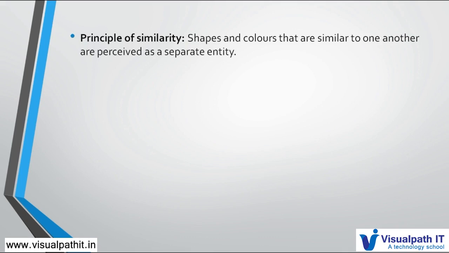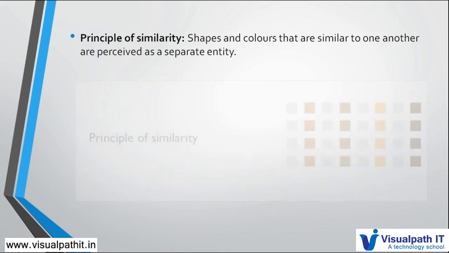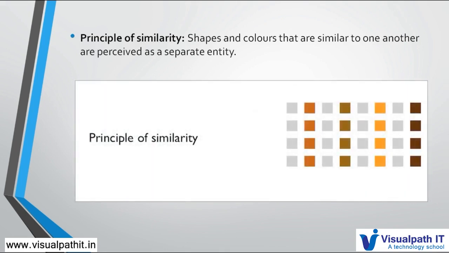Next, the principle of similarity. Shapes and colors that are similar to one another are perceived as one entity. If you see in the image, in the previous web form, all the examples of these styles of text are the same entity and are different from the rest. The same thing occurs when you see the green CTAs.